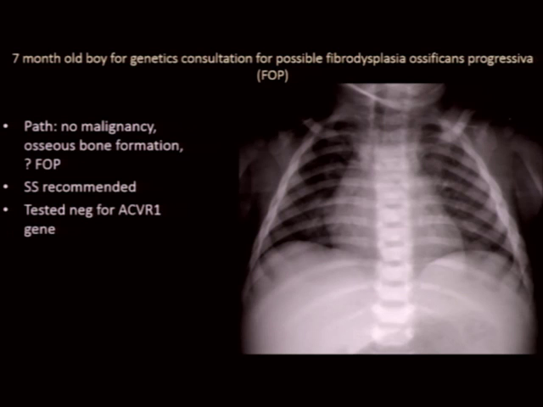Eventually, the genetic testing came back negative for the ACVR1 gene. That's a gene responsible for FOP. And it should be noted that fractures are not part of the spectrum of findings in FOP. So eventually, this child was diagnosed with child abuse, and papers were filed with DCF.